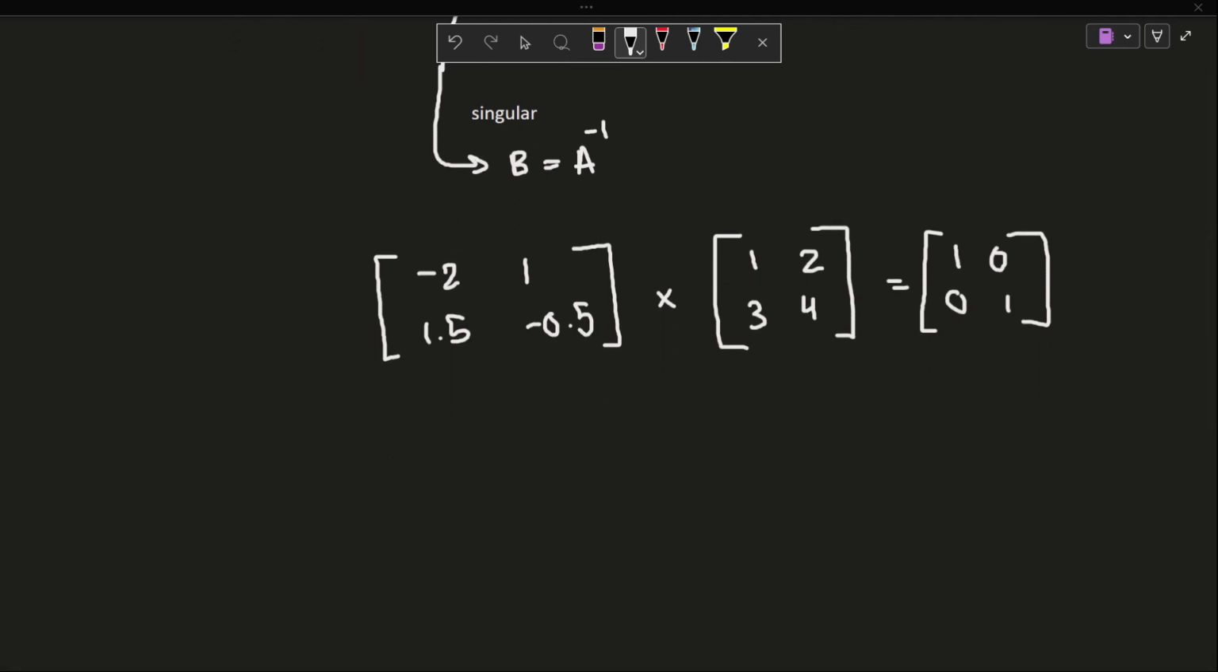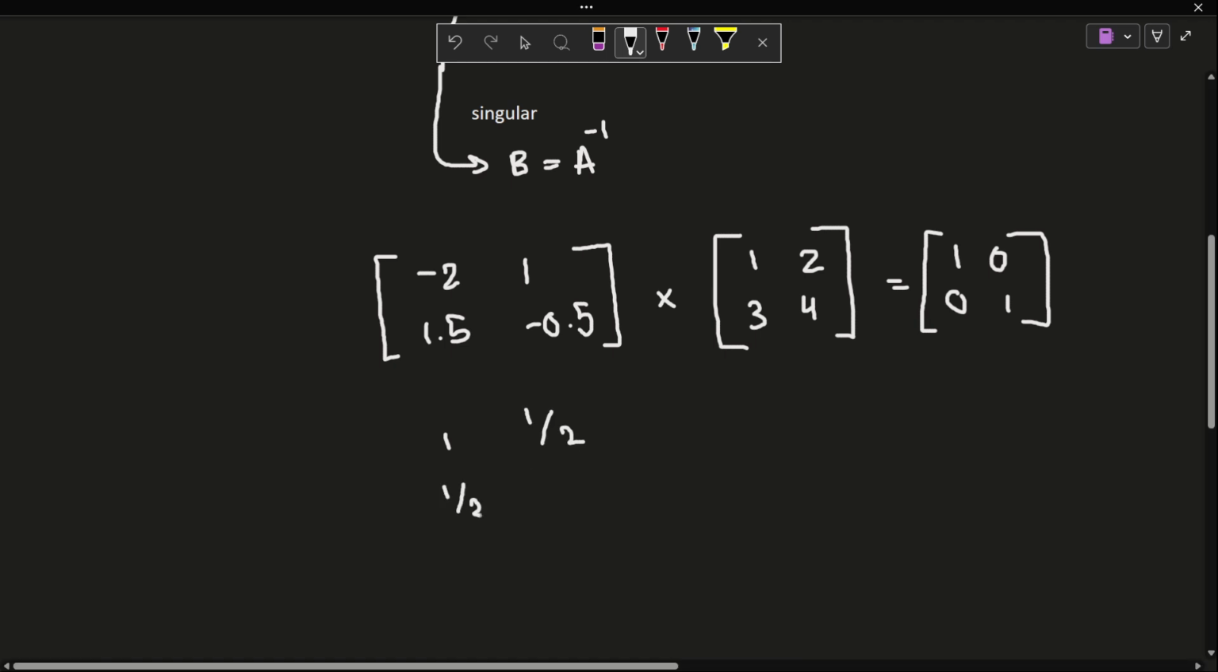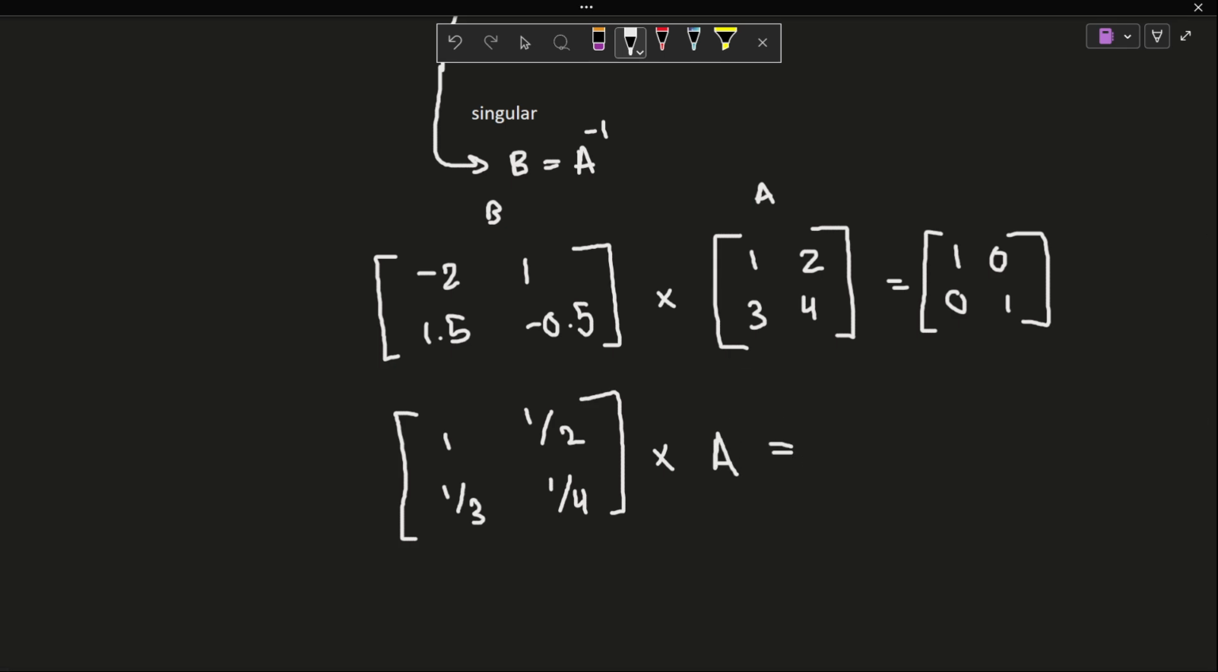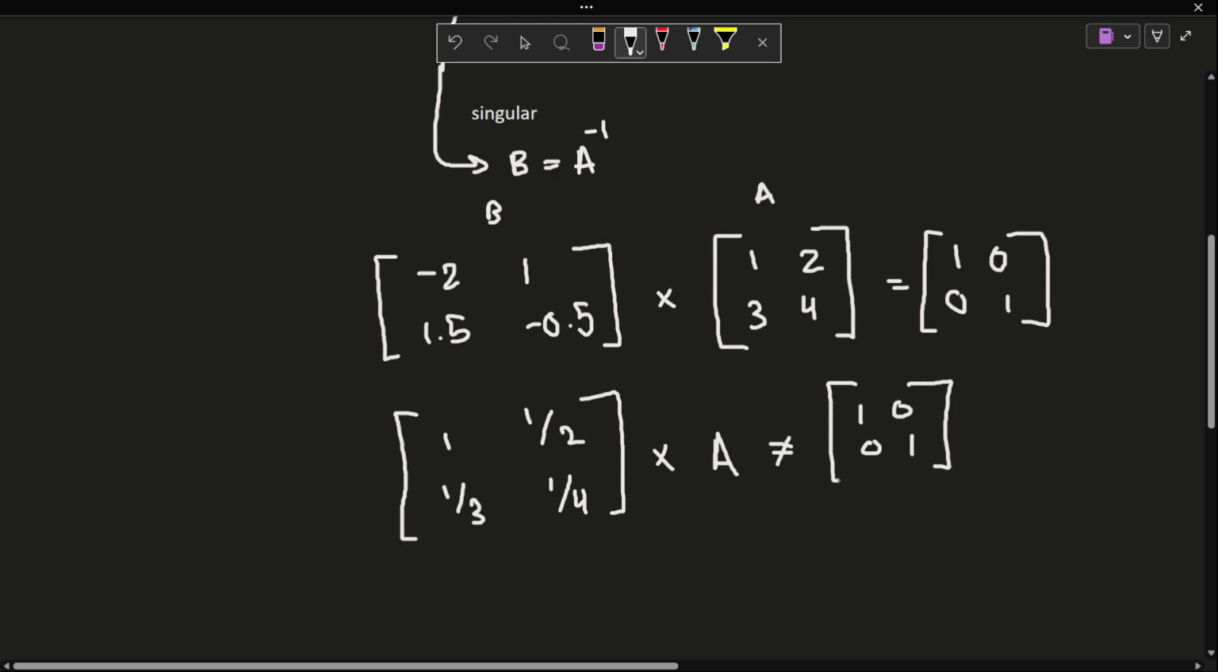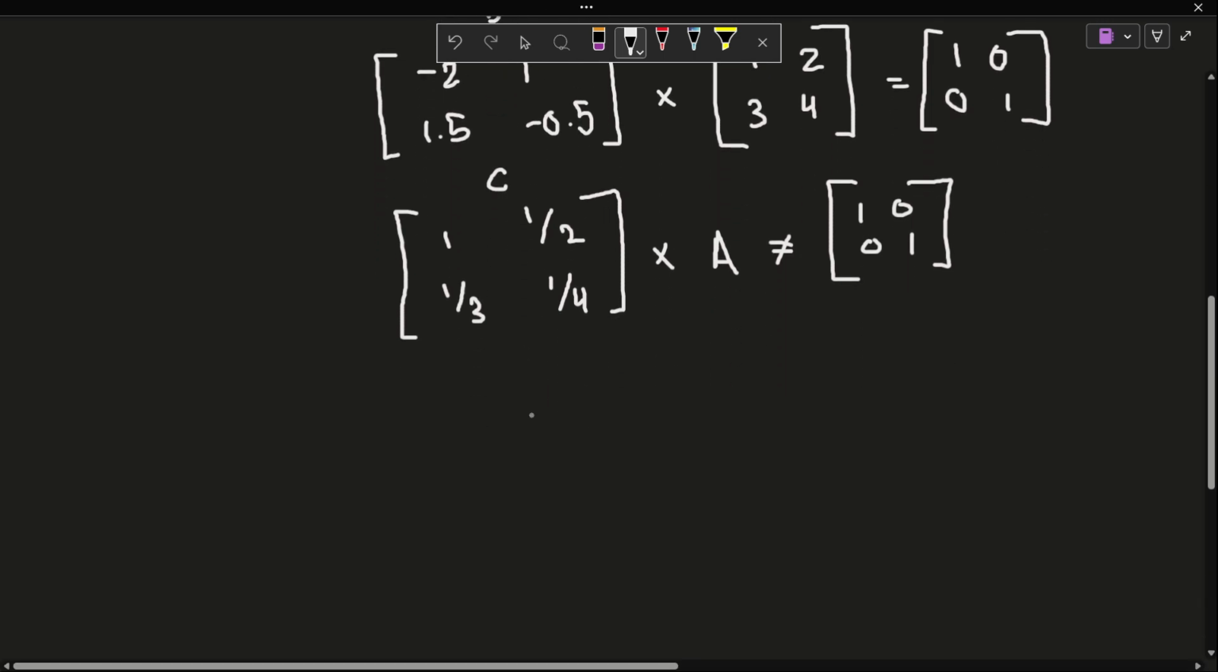Okay, but in contrast, let's take another matrix here. 1, 1/2, 1/3, 1/4, or something, and this is just the reciprocal of each of the values in our original matrix. So I'm just going to denote this A, denote this B, and if I were to multiply this by A, you can see that this does not indeed equal 1, 0, 0, 1. You can go ahead and multiply this out. You can see that for yourself. And since it doesn't, that means that this matrix, which I'll denote C, is not an inverse of A.